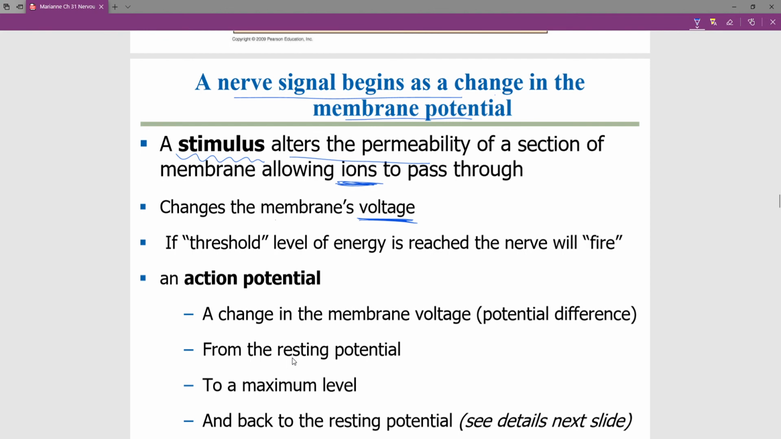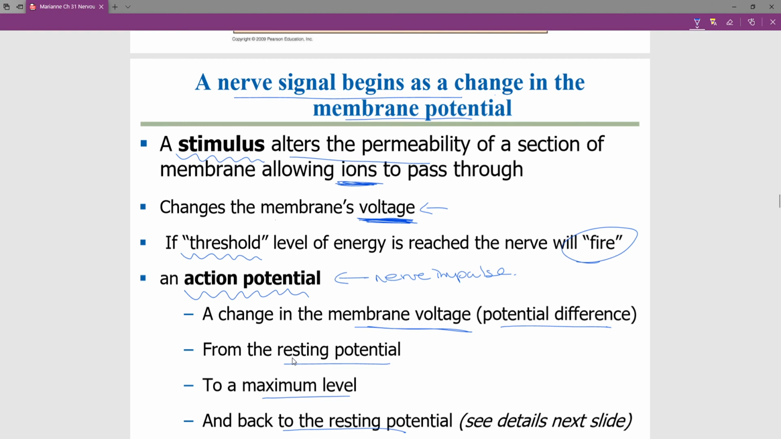If we get to a point called the threshold, which is a specific number as far as the change goes, that potential difference or voltage as we talk about it, then the nerve is going to fire. And what we talk about with a fire is not a resting potential, but an action potential. That is a nerve impulse. An action potential is again going to change this membrane voltage or potential difference that we've been talking about, from the resting potential up to a spiked maximum level and then back to the resting potential again.